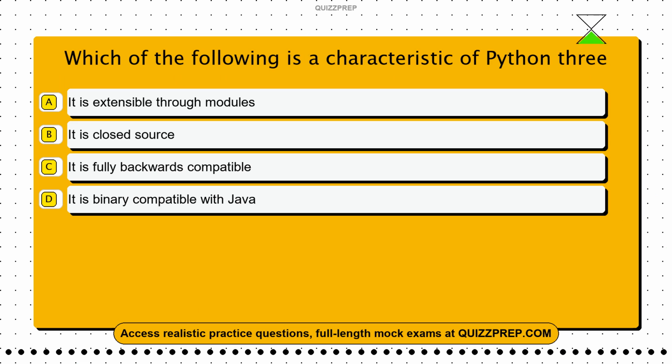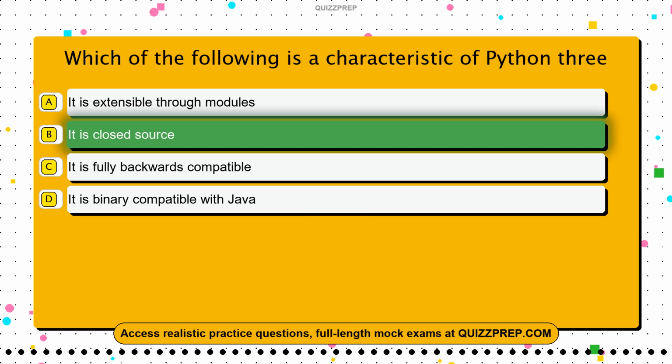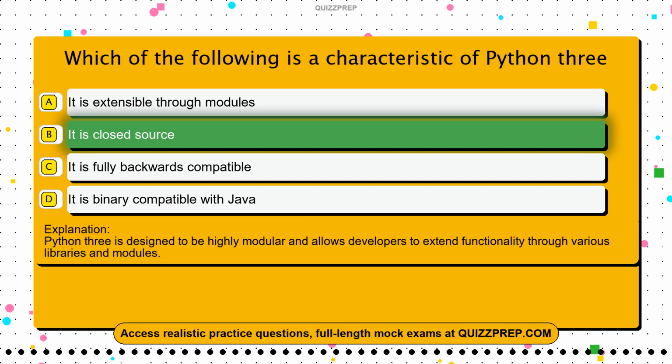Question 16. Which of the following is a characteristic of Python 3? Option A. It is extensible through modules. Option B. It is closed source. Option C. It is fully backwards compatible. Option D. It is binary compatible with Java. The correct answer is option B. It is closed source. Python 3 is designed to be highly modular and allows developers to extend functionality through various libraries and modules.